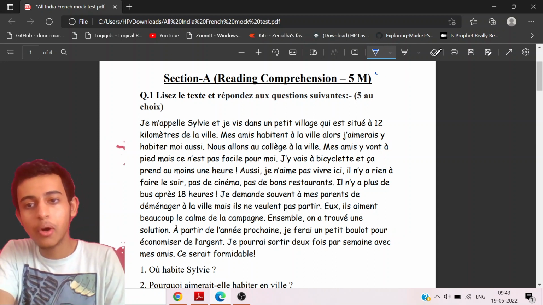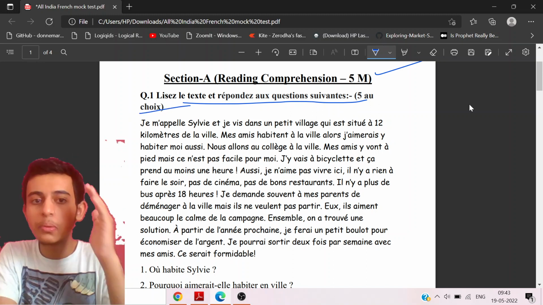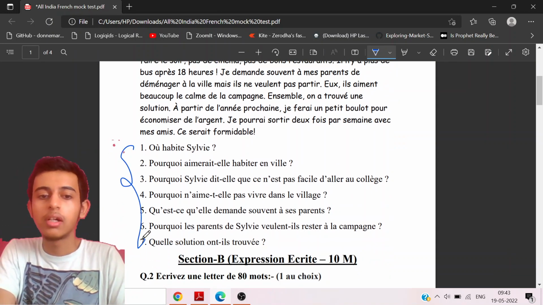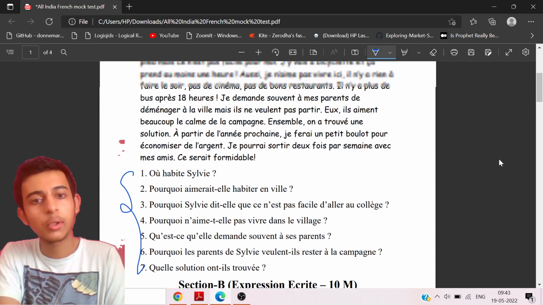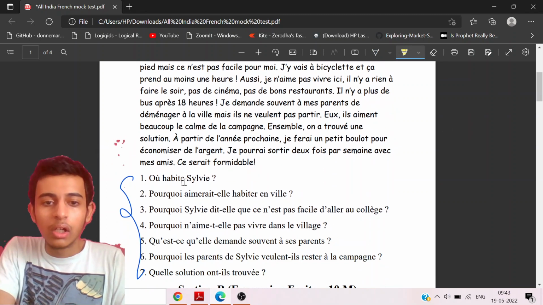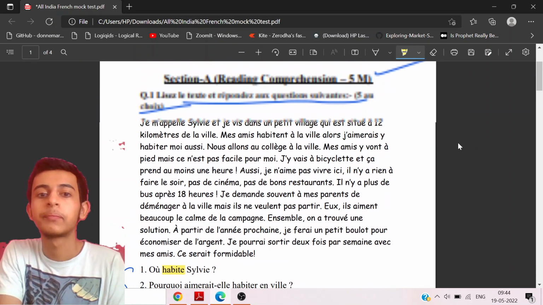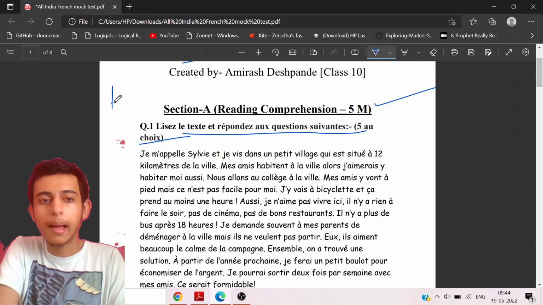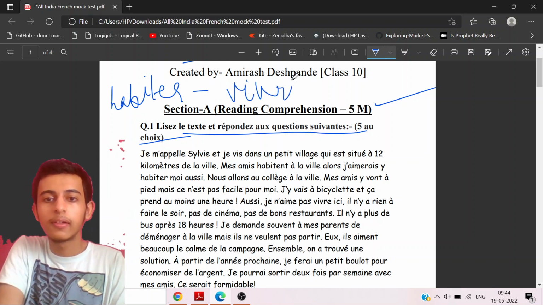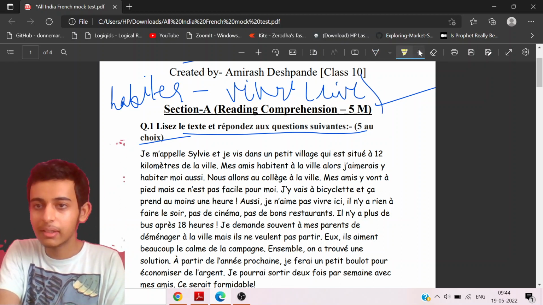So let's get started with the reading comprehension section, the easiest. Lisez le texte, répondre aux questions suivantes. 5 choix. So you need to read the text and respond to the questions. I always say first read the questions. First priority is reading the questions, then solving the answer. How? By finding the answers. Let's read the question. Où habite Sylvie? So habite. What is habite? Live. Where does Sylvie live? Now one important thing to understand: habite, that is the verb habiter, is the same as the verb vivre, that is to live. So this was the only confusing trick that they could use.